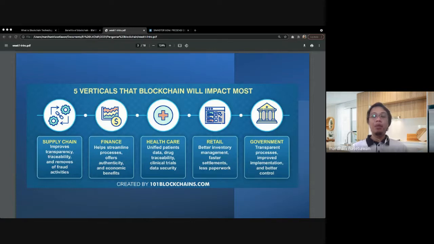In this case, the blockchain offers transparency, traceability, and also identifies potential fraud activities. And the second is finance. It's very important now. Finance is one of the major industries that is very active in implementing blockchains. Not the cryptocurrencies, but to help streamline processes, especially in banking transactions.